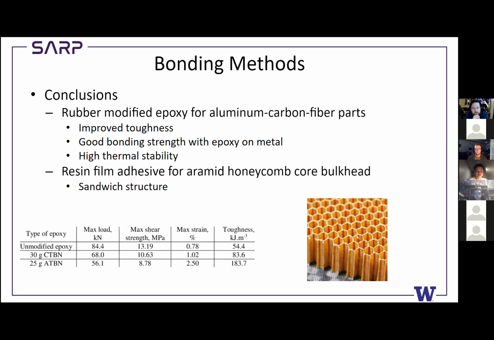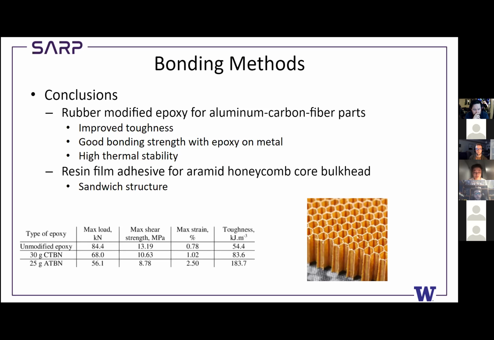Yeah, so here's our conclusions on the bonding methods. For aluminum and carbon fiber parts, we are going to use rubber modified epoxy because of its improved toughness, good bonding strength with epoxy on metal substrate, and also high thermal stability.